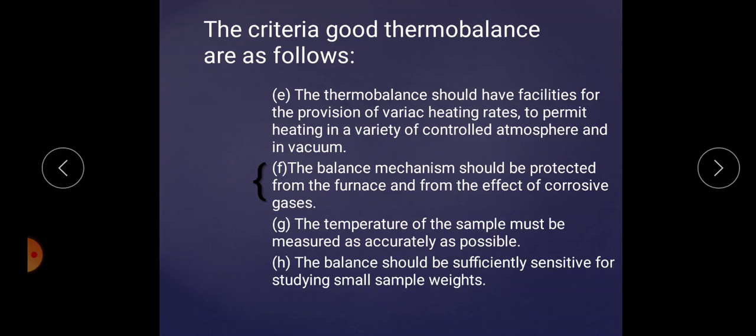The other delicate parts of the instrument must be protected from the furnace. So this is the sixth point for a good thermobalance.